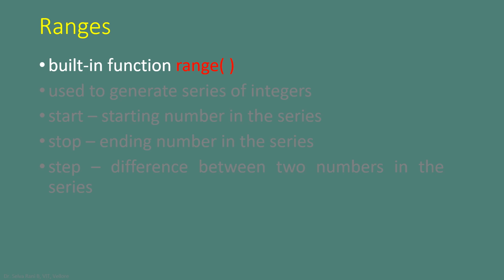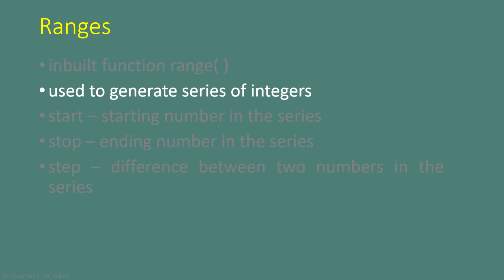The range function in Python generates a sequence of numbers. It's a built-in function available in Python programming. It is commonly used in for loops to iterate a specific number of times or over a sequence of indices. Hence, a range method is used to generate a series of integers.